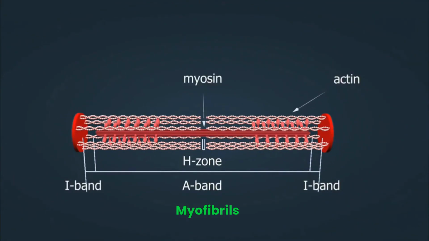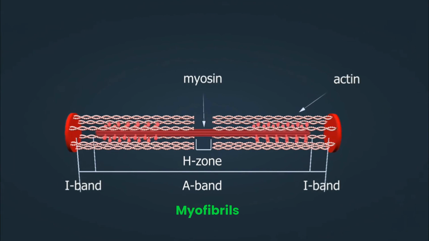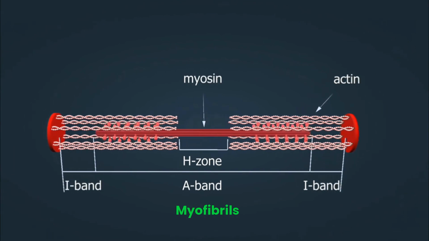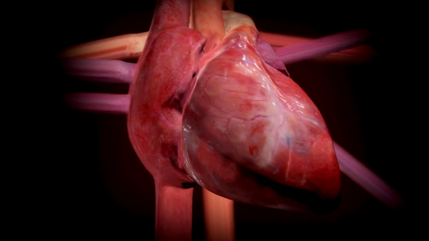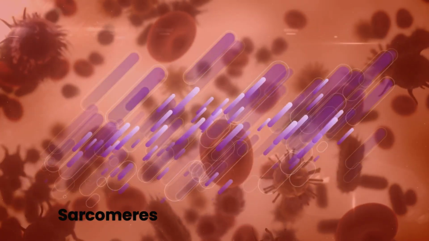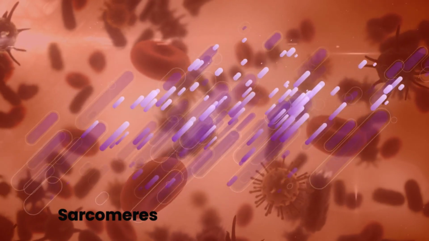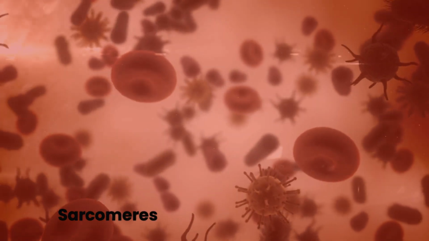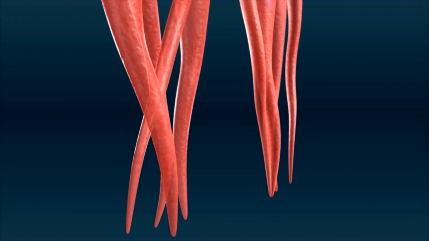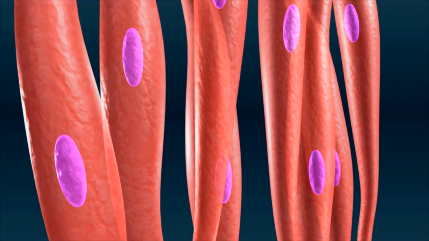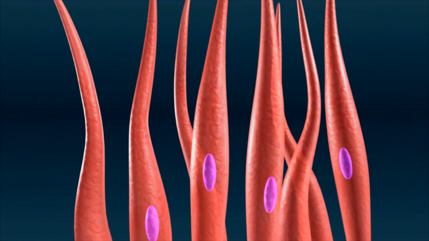Myofibrils. Cardiac cells contain myofibrils, which are cylindrical structures composed of contractile proteins called actin and myosin. These myofibrils are organized into repeating units called sarcomeres, which are the fundamental units of muscle contraction. Sarcomeres. Sarcomeres are the functional units of muscle contraction and consist of actin and myosin filaments arranged in a specific pattern. The interaction between these filaments during contraction generates the force necessary for muscle contraction.